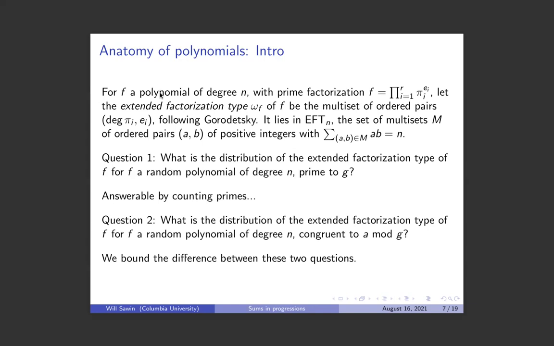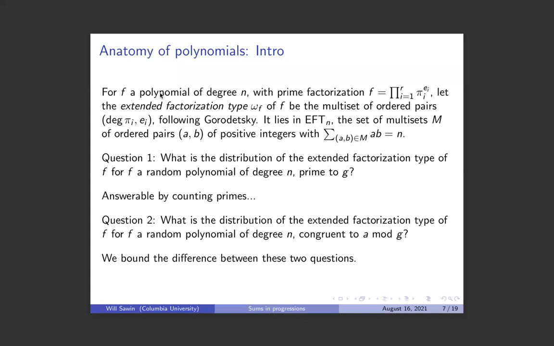What do the factorization types of polynomials look like? You can ask very complicated questions about these factorization types that might have a hard answer, but I want to think about this as a basically known distribution. But the second question is harder. The second question is, what is the distribution of the extended factorization type of f if you take f to be a random polynomial of degree n which is congruent to some fixed residue class a mod g? And this you can't answer using just the prime number theorem.